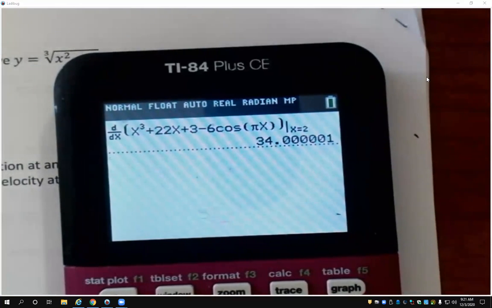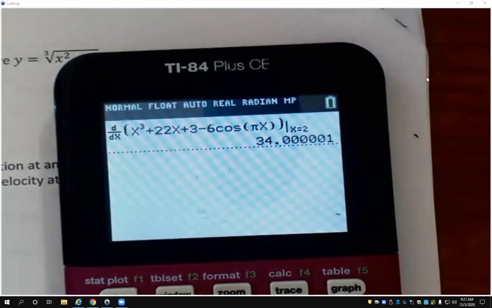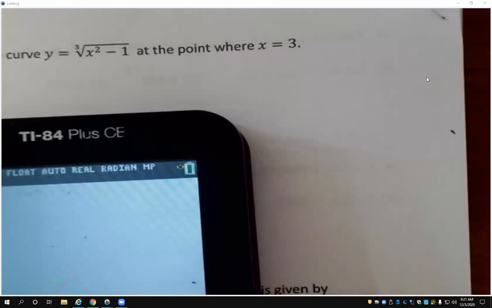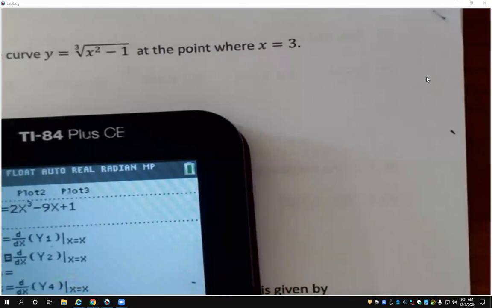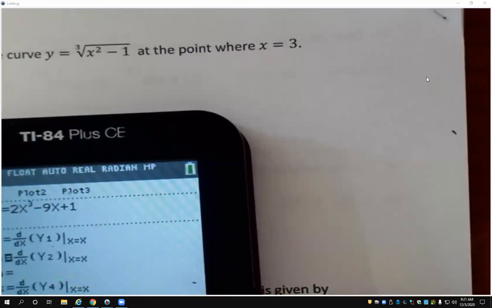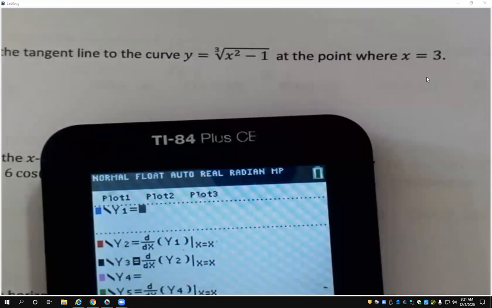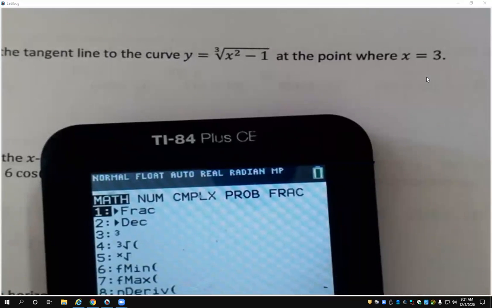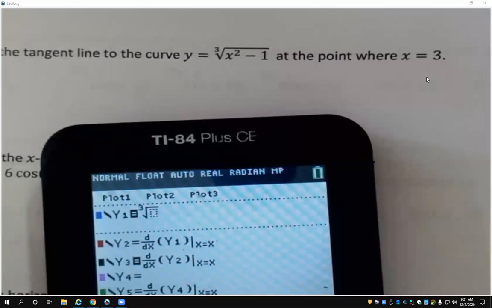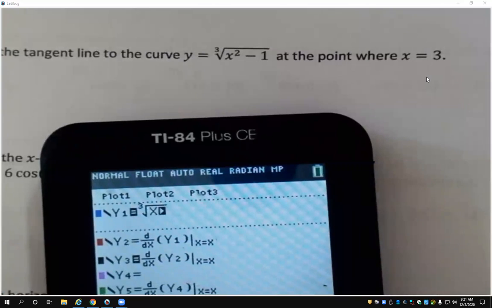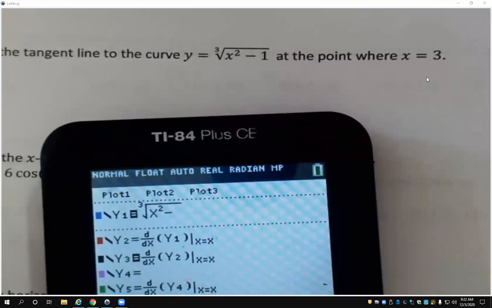All right, 21. Could you go back actually and do 19, please? Yep, write the equation of the tangent line. Tangent line is, we're just going to graph that function and write the equation of the tangent line. So go into y1 and graph that function. Okay, so to get to the cube root button, you got to hit math, and it's option 4. So the cube root of x squared, clear that, x squared minus 1.